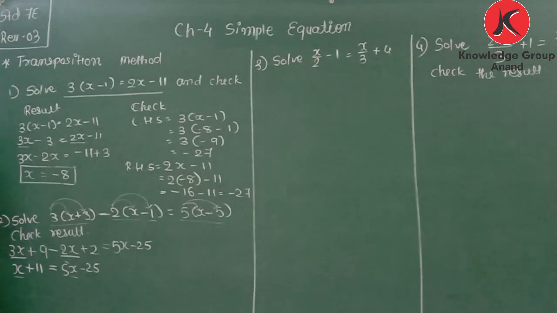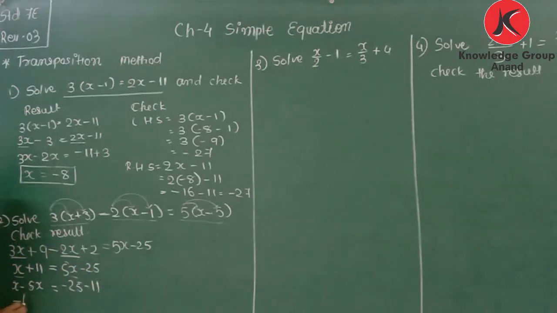The terms with x are variable and the others are constant. So take 5x from right to left. You can also take x on left to right, it is also correct. 25 minus 11. Take this plus 11 on right side, it becomes minus 11.